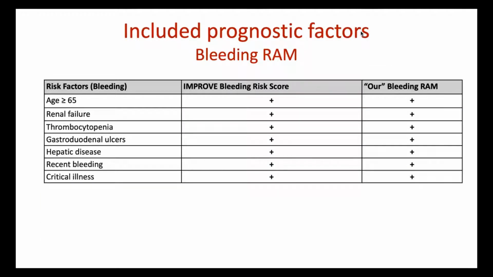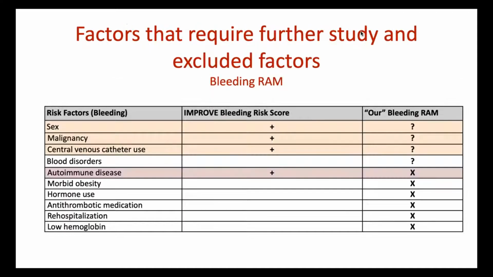As for our bleeding risk assessment model, we included the following factors: age greater than or equal to 65, renal failure, thrombocytopenia, gastroduodenal ulcers, hepatic disease, recent bleeding, and critical illness. Our findings suggest that autoimmune disease did not predict bleeding risk due to conflicting results in the included studies. Also, we did not include sex, malignancy, and central venous catheter use that are included in the improved bleeding risk assessment model. However, we judged that these factors require further research.